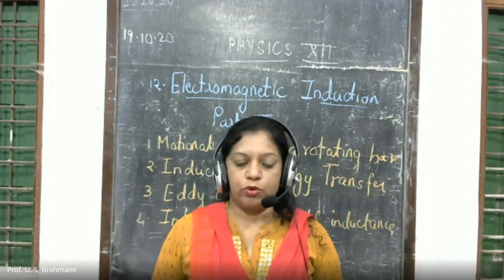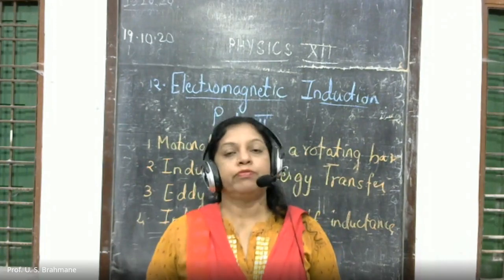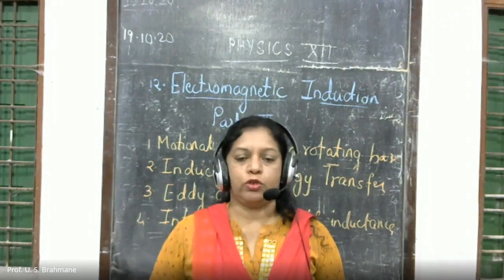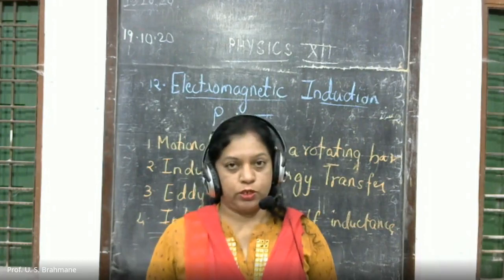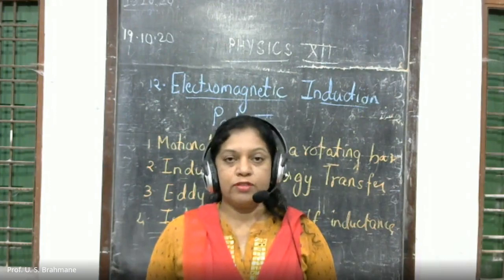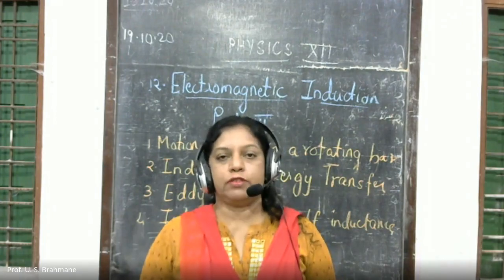In today's lecture we are going to see motional electromotive force, but for rotational motion, or you can say for a rotating bar. First we saw it for the translation motion, and now we are going to see EMF for a rotating bar. So what is the similarity you can see between those two equations?